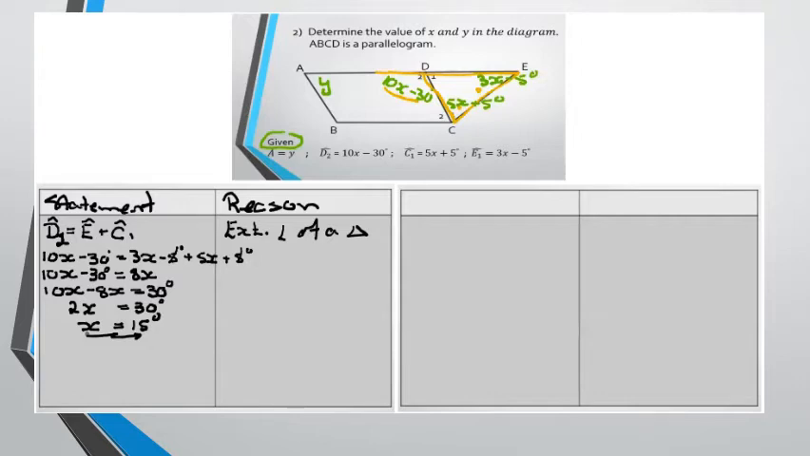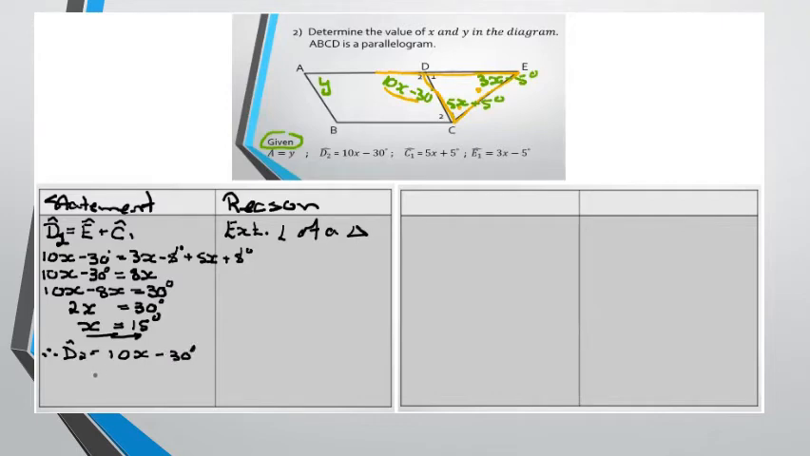So the first thing I'm going to do: what is the value then of angle D2? So I'm going to say therefore, angle D2, given, is 10x minus 30 degrees.